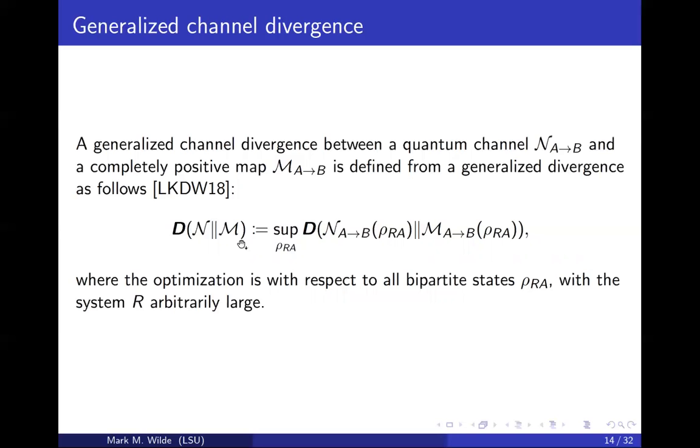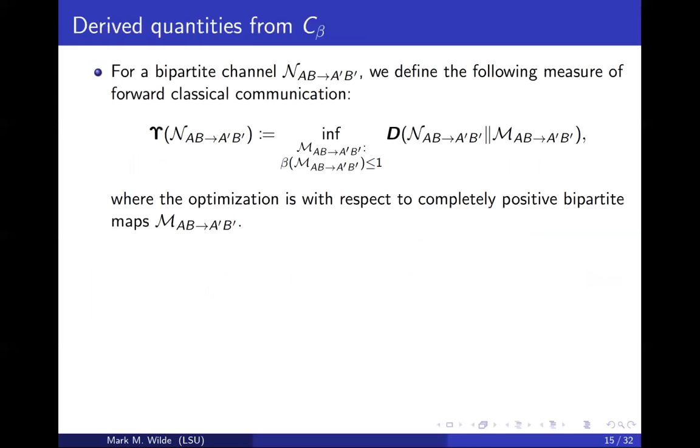And so the channel divergence is what you get just by taking the state divergence and optimizing over all states that can be input to the channels. And following the spirit of the previous slide, we allow for the first argument to be a channel, but the second to be a completely positive map. Okay, and then this is a key quantity of interest in this work.